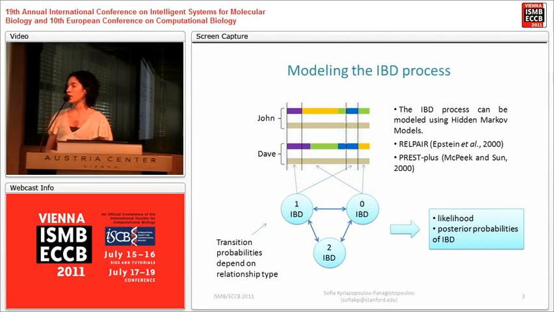process. An HMM for this application would basically transition between regions of the genome where the 2 individuals share 0, 1, or both copies of their genome IBD. The transition probabilities depend on the exact relationship that we are modeling, while the output of the HMM would then be the likelihood of the observed genotypes under the particular relationship, together with a set of posterior probabilities of IBD along the genome.